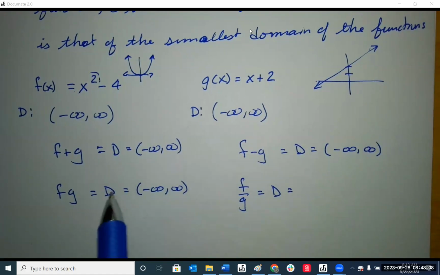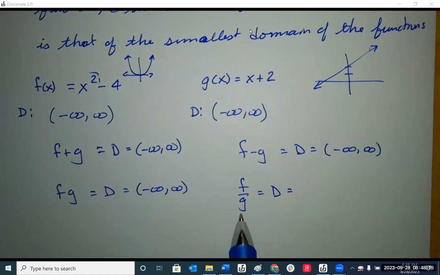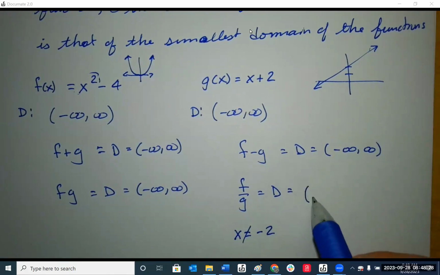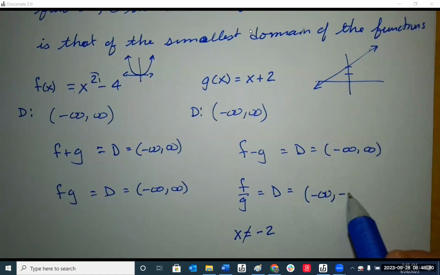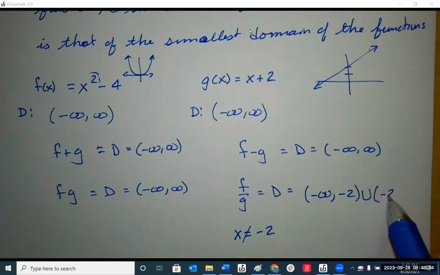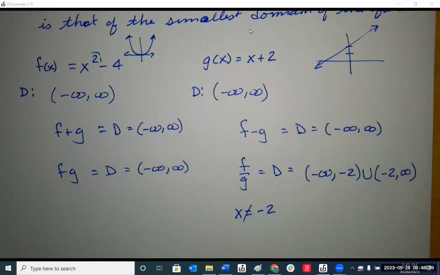See, these other ones are okay because we can multiply, add, subtract all we want. This one, what can you not have on the bottom? You can't have a 0. And we found out that we cannot have a -2 on the bottom. So our domain is from negative infinity to -2, and then from -2 to positive infinity. We just cannot use -2.